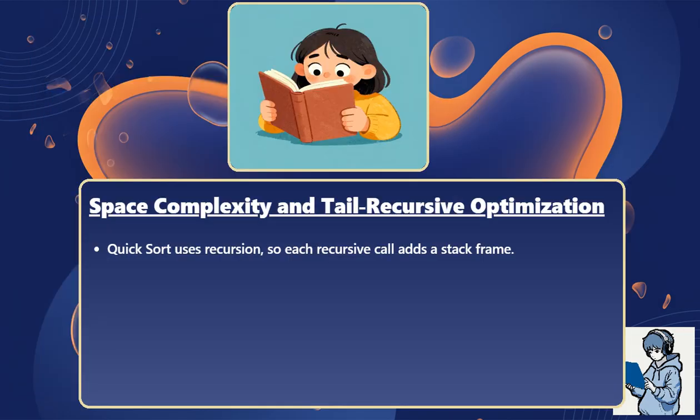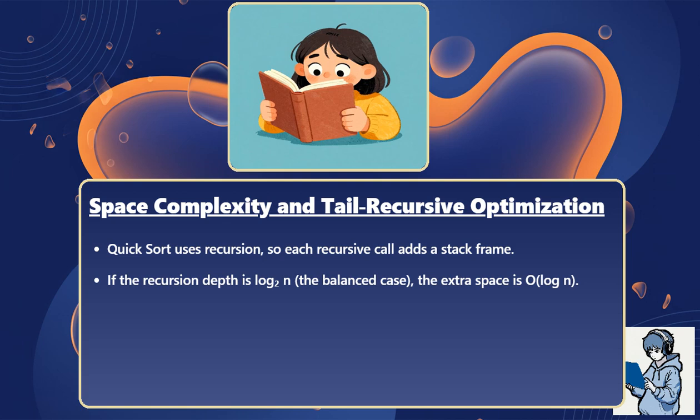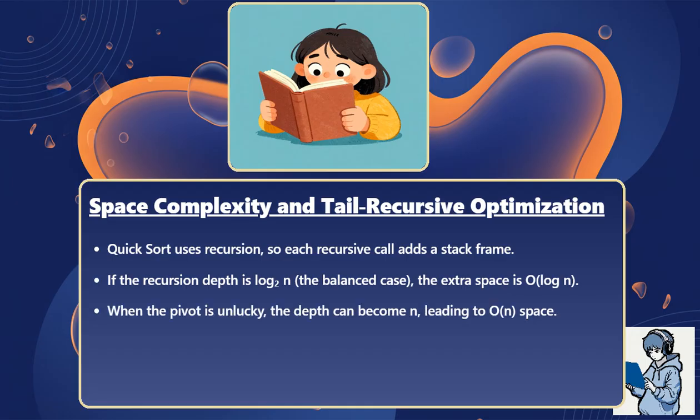Quicksort uses recursion, so each recursive call adds a stack frame. If the recursion depth is log base 2 of n, the balanced case, the extra space is O(log n). When the pivot is unlucky, the depth can become n, leading to O(n) space.